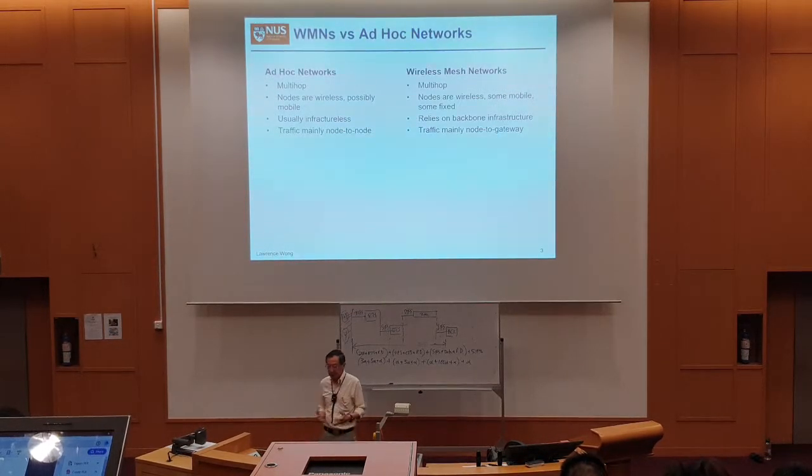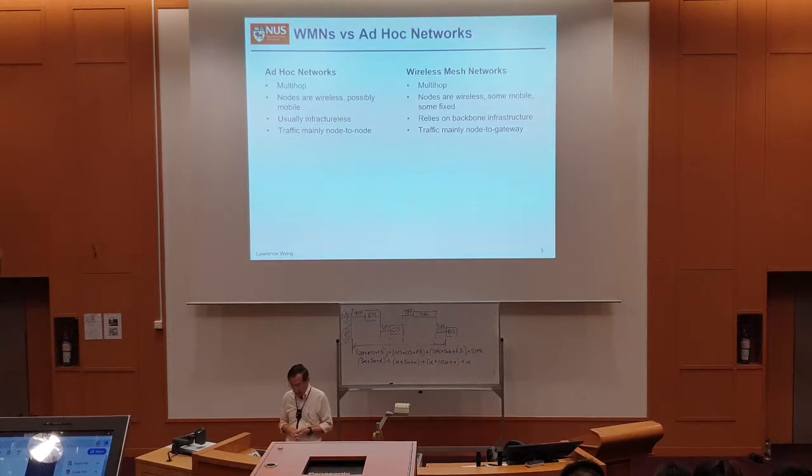Okay, so the difference between the two, ad hoc network and a wireless mesh network: both are multi-hop. We saw all those routing protocols that you saw earlier. The nodes in the ad hoc network are typically wireless and possibly mobile. In the case of the mesh network, it can be mobile as well, but usually some of them are not so mobile, especially the gateways.